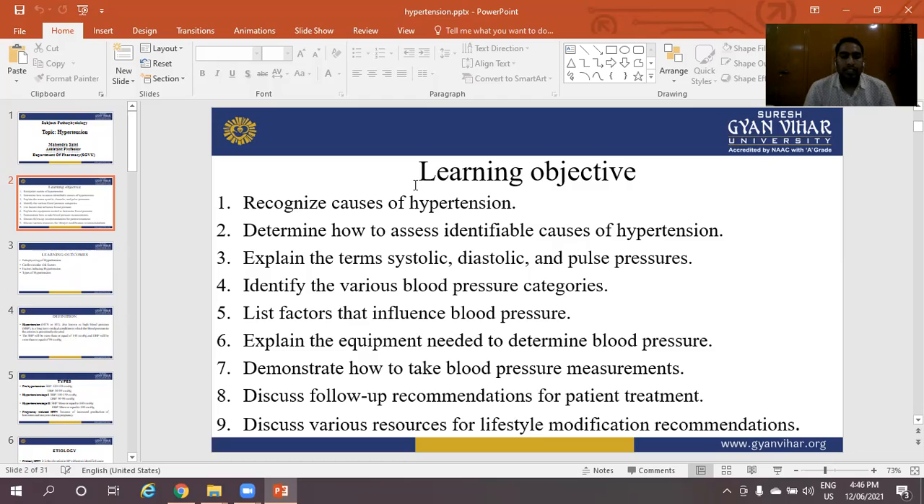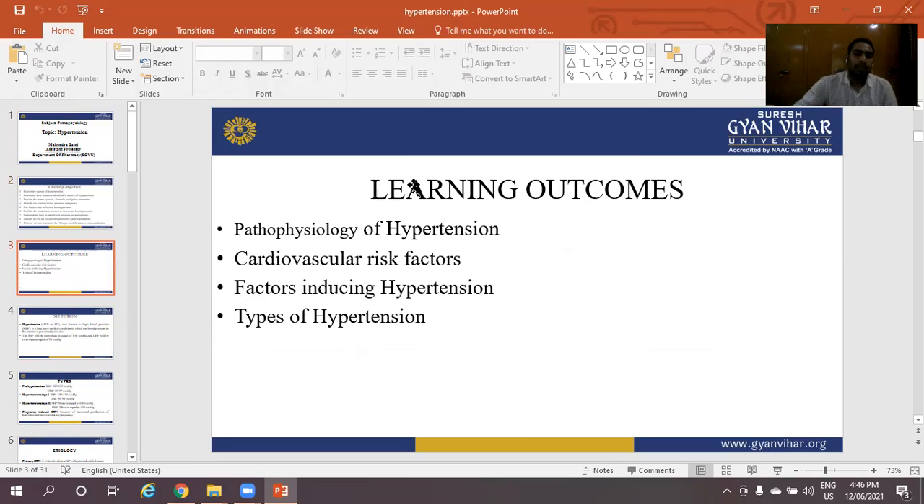discuss various resources for lifestyle modification recommendations. These are the learning objectives.